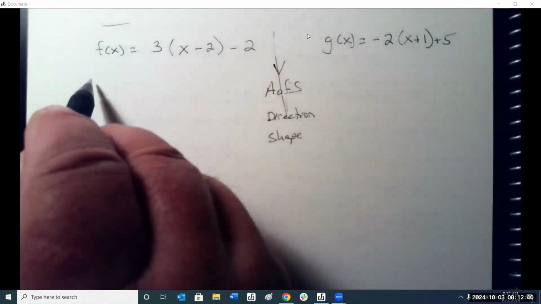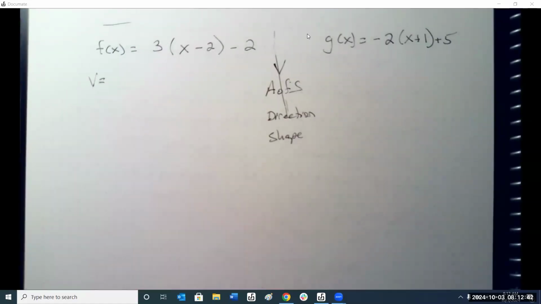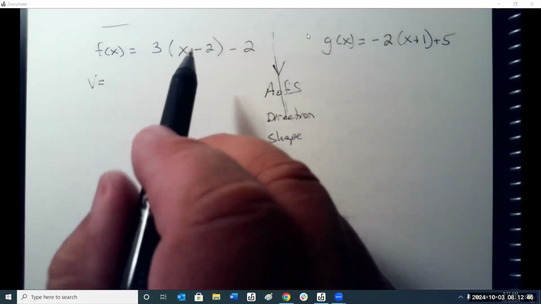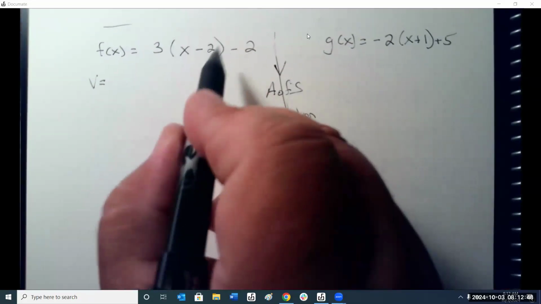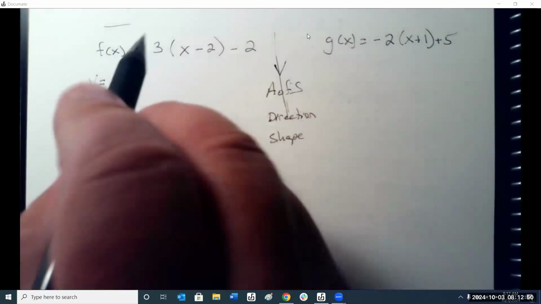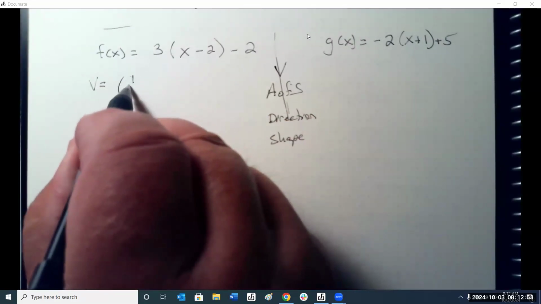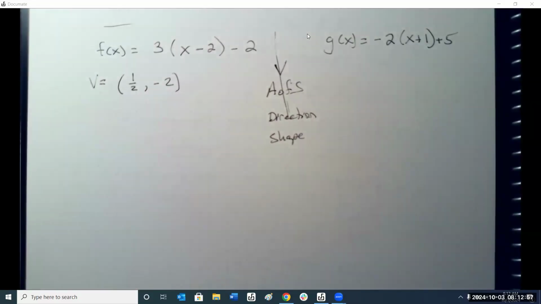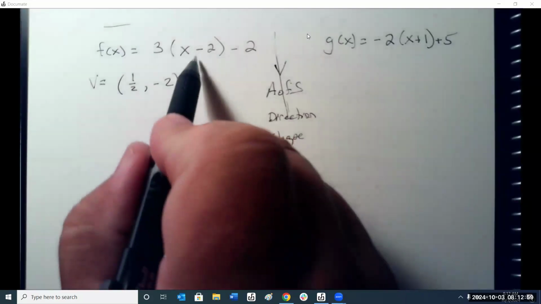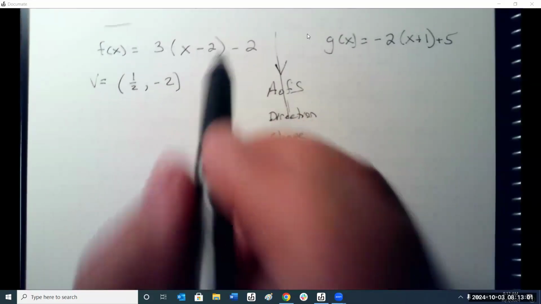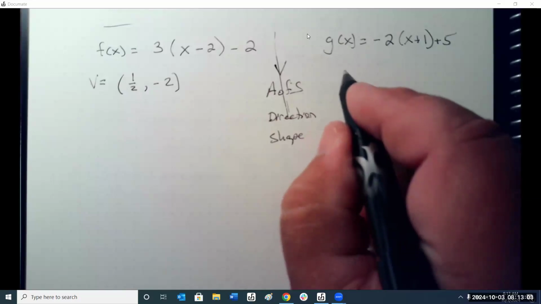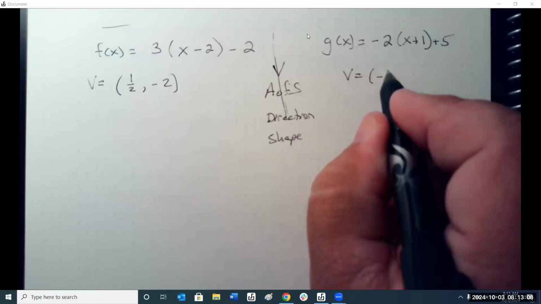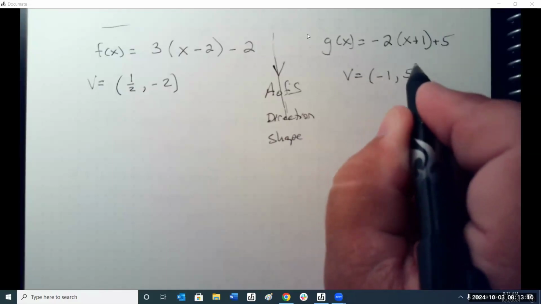Okay, so the vertex in this first one. Remember, vertex is (h, k). Here's h, there's k. So it's positive 1/2, negative 2. Remember, it's always opposite what's inside the parenthesis. Outside, it is what it is. The vertex for the second one is negative 1, 5.